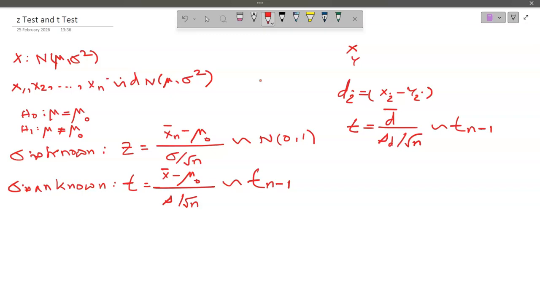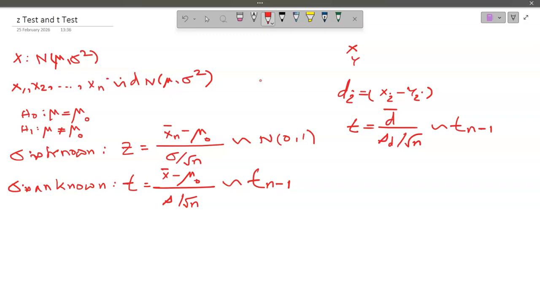Now there could be independent samples with known variance. There could be independent samples with unknown variance, and we could construct the corresponding t-test about those cases.